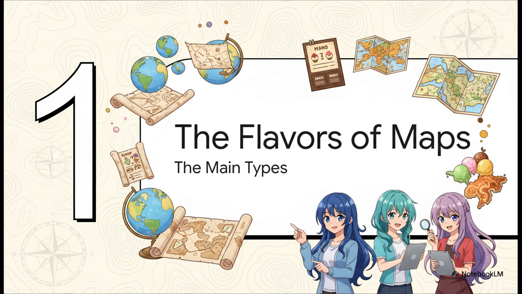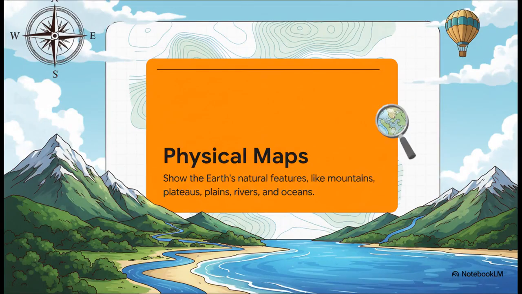So, now that we know why we need maps, let's talk about the different kinds you'll run into. Because not all maps are created equal. They come in different flavors, you could say, each with its own job. Let's take a look at the three main types. First up, you've got physical maps. I like to think of these as nature's own blueprints. They show you the physical landscape, the towering mountains, the deep oceans, the winding rivers, and the vast plains. It's all about the natural stuff, the physical features of our planet.